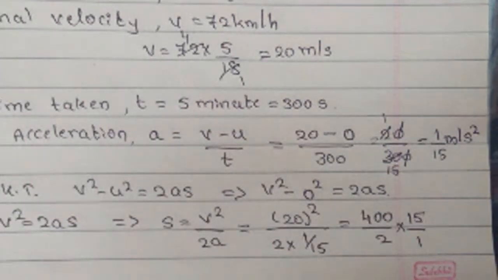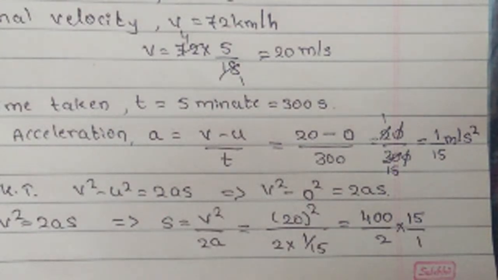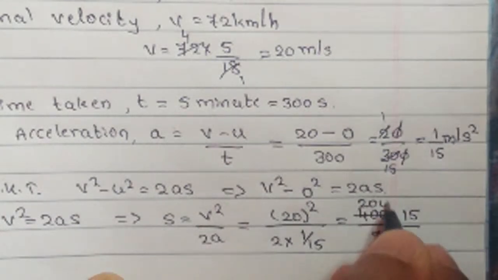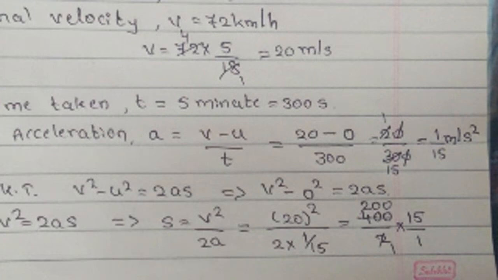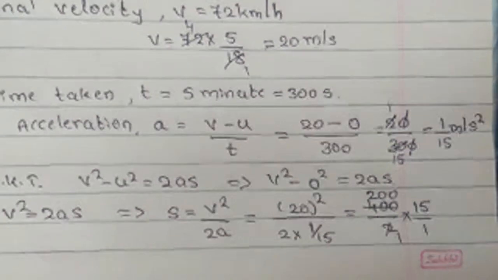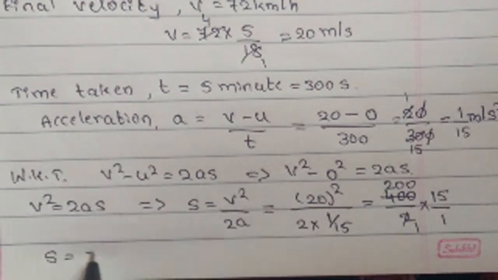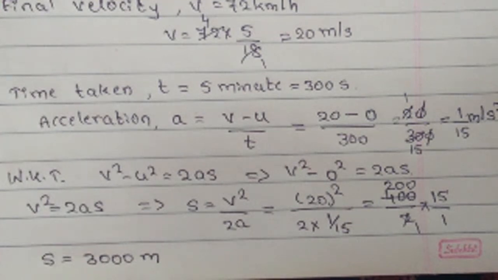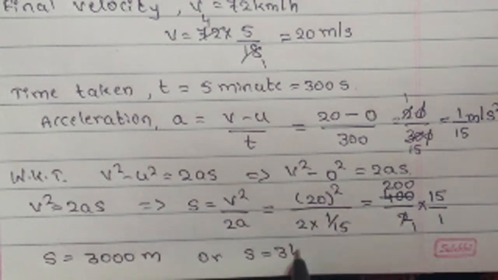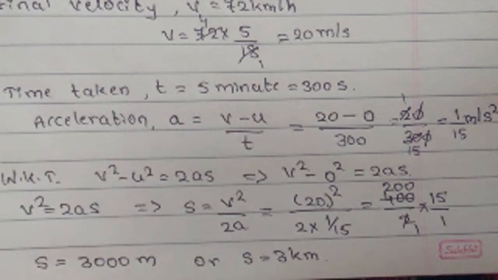Okay, now comment me the answer first. What is the value of this distance? 2 ones are 2, 2 twos are 4, 2 zeros, 15 into 200. So you have 15 into 2, it becomes 30, then 20 meter, that is s equals 3000 meter, or s equals 3 kilometer, because 1 kilometer equals 1000 meter, so 3 kilometer is equal to 3000 meter, or 3000 meter is equal to 3 kilometer.